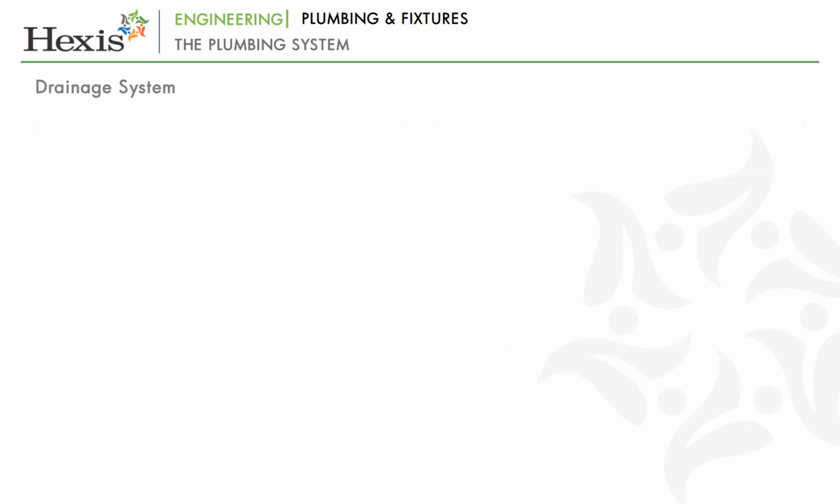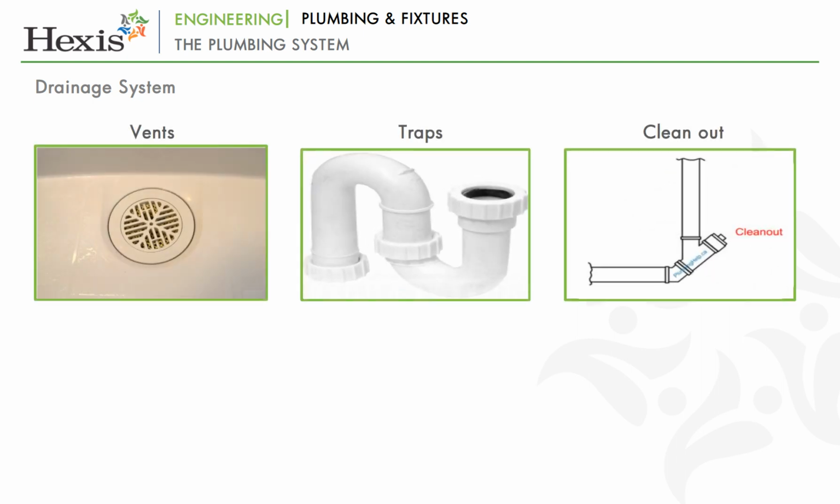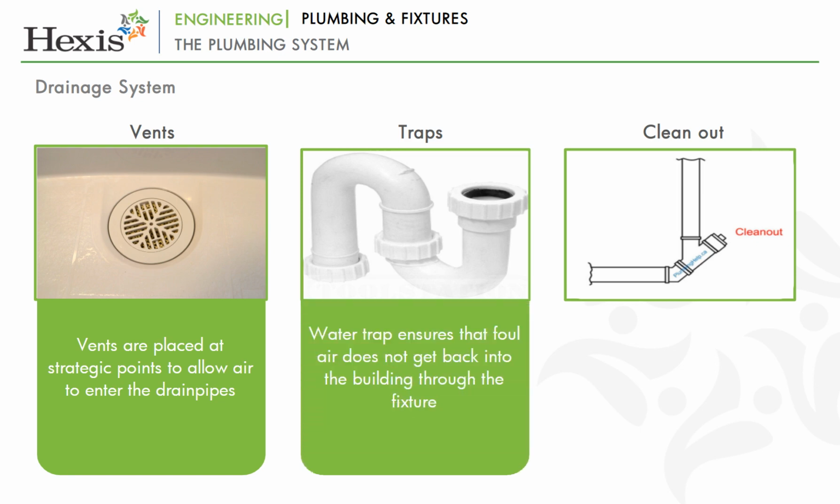Next, let's take a look at the various components of the drainage system and their usage. The drainage system consists of vents, traps, and cleanouts apart from the pipe and fittings. Let's take a closer look at each one in detail. The vents are placed at strategic points to allow air to enter the drain pipes. If there was no air, wastewater would not flow out properly and water in the traps would need to be siphoned away. The drains of all the fixtures or outlets are connected to a water trap to ensure that foul air does not get back into the building through the fixture.